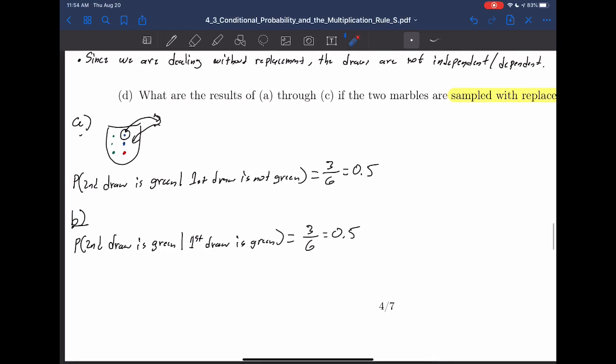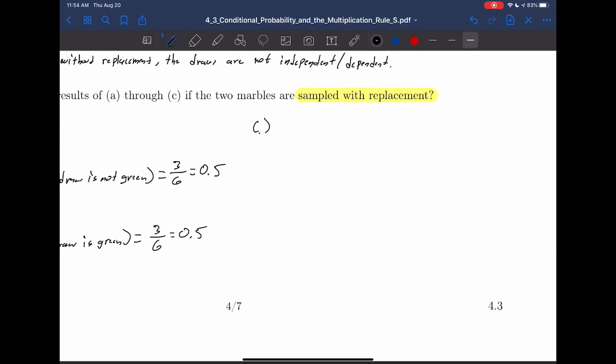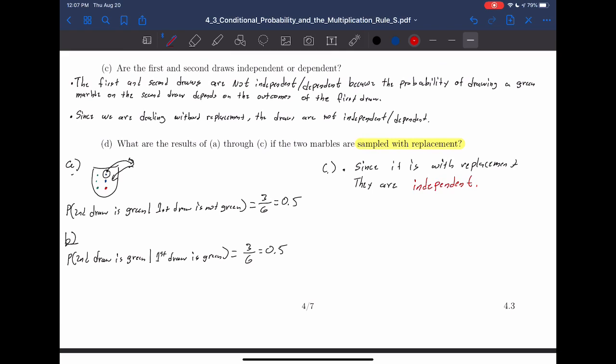Now we want to consider whether they're independent or dependent events. But since we know that we're doing it with replacement, we know that these are going to be independent events because one does not affect the other. So a great question to ask is, let's say you know that you're dealing with independent events. How does that change the formulas that we learned from this whole section? How does that change the multiplication rule, for example?